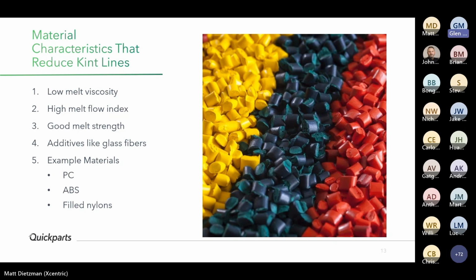Sometimes additives in the material can help. Sometimes they can hurt as well. Adding glass fibers to the material. There are different kinds, short fibers, long fibers. Here are a couple of materials that we have listed. We use these types of materials quite a bit where we're at: polycarbonate, ABS, and some of the filled nylon materials as well.